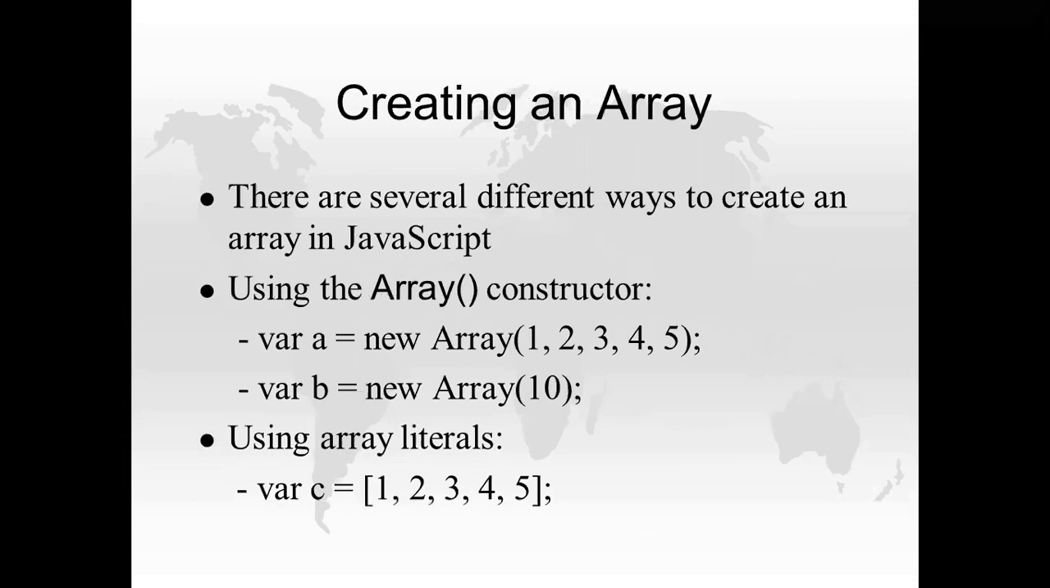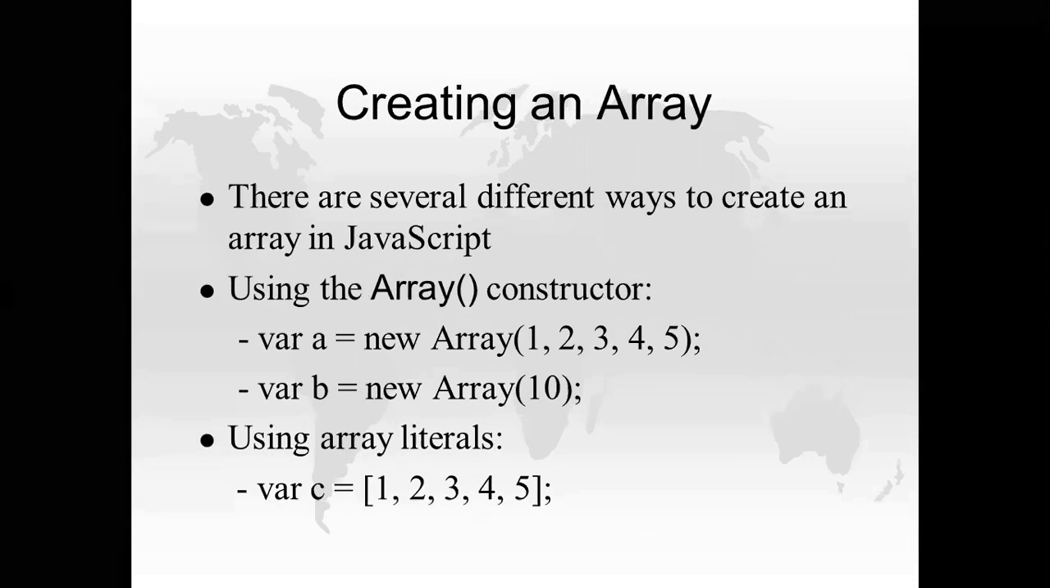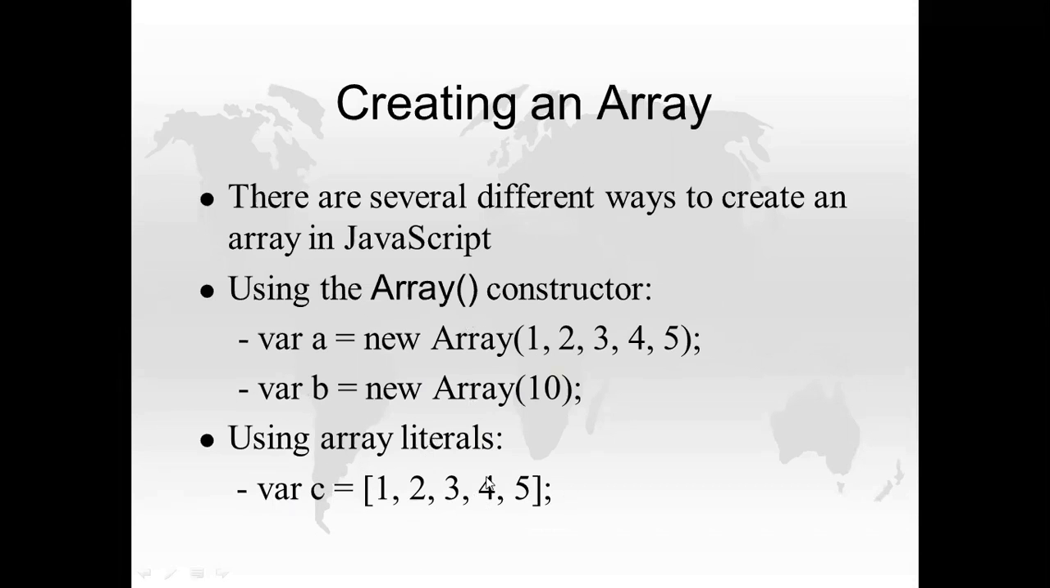So how to create an array in JavaScript? There are several different ways to create an array in JavaScript using the Array constructor. Here you can see variable a = new Array, where we have declared the contents of the array: 1, 2, 3, 4, 5. Then the next one is variable b = new Array, where we can give the size of that array. Or we can use array literals, like variable c = [1, 2, 3, 4, 5]. These are the ways to declare, or create, arrays.